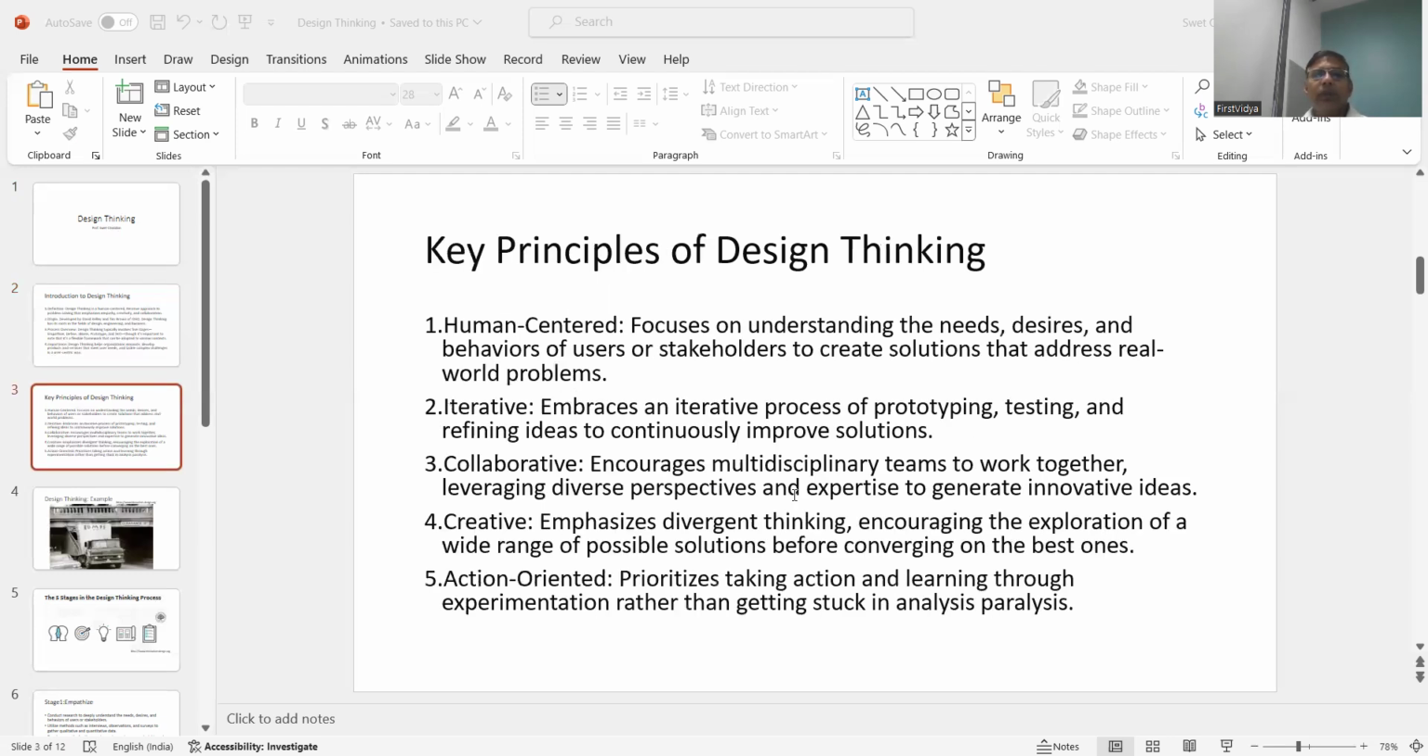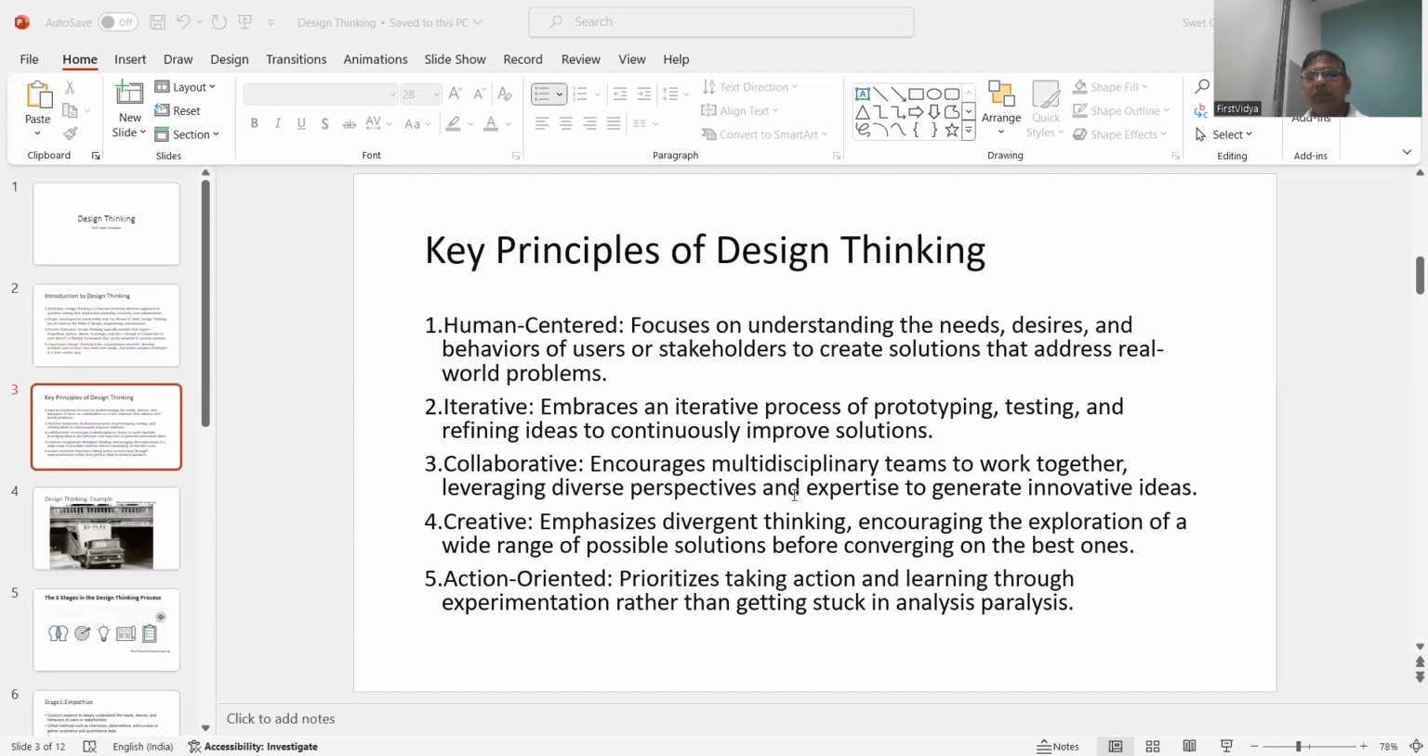Okay. So here, key principles. The first thing is, it is human-centric. For the last 30, 40 years, the concept of product design has completely changed, and nowadays there is a human-centric approach. In the next slide, we will be discussing it in more detail. Then it has to be iterative. I mean, it is not that we just sit once and create a product. So it has to be iterative.